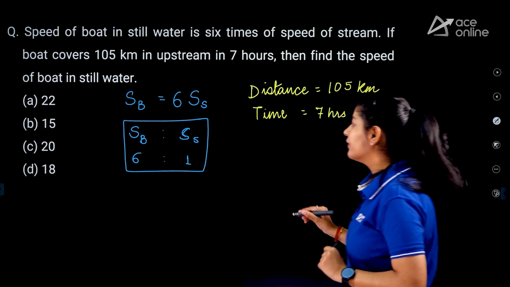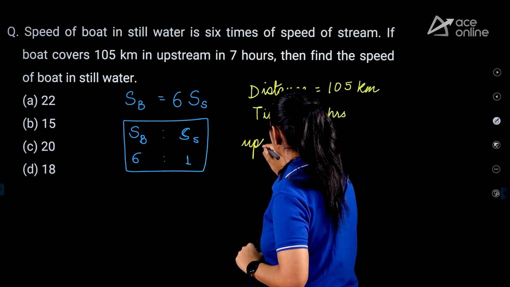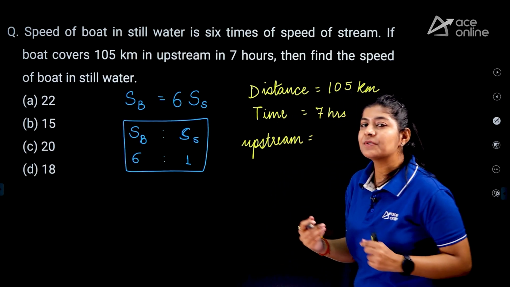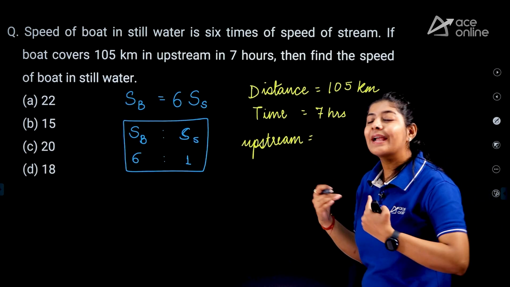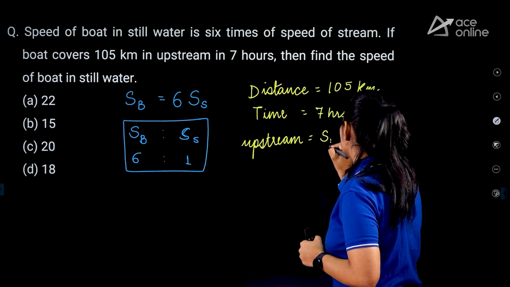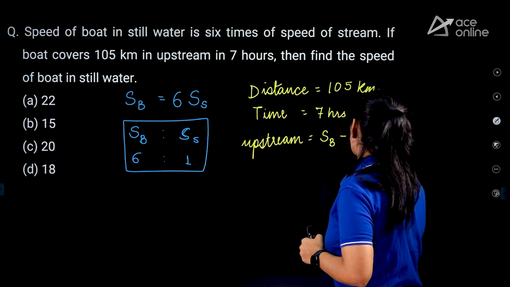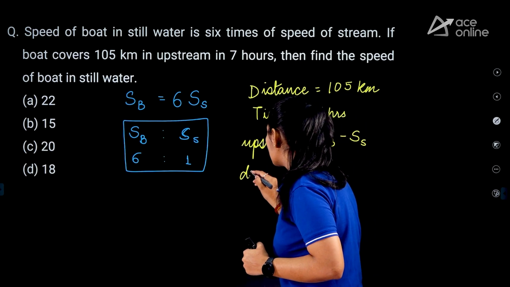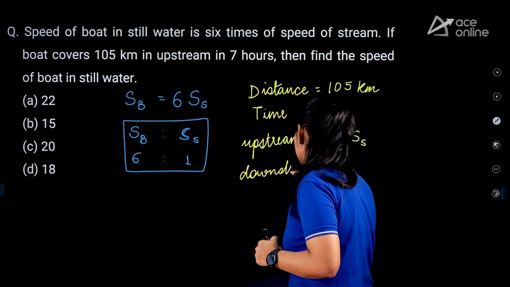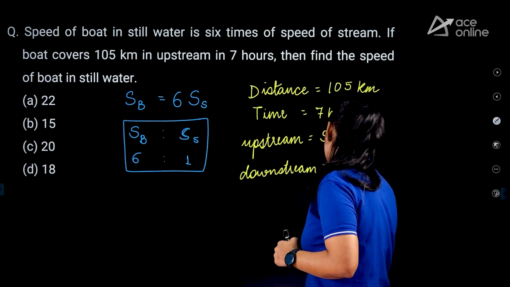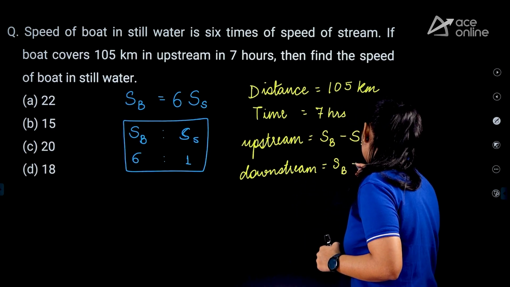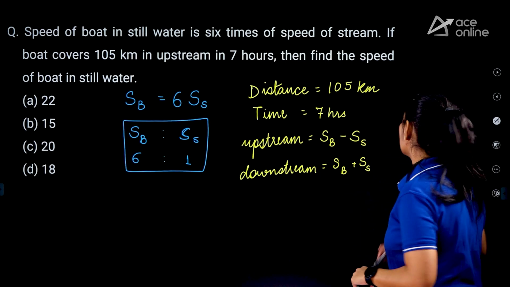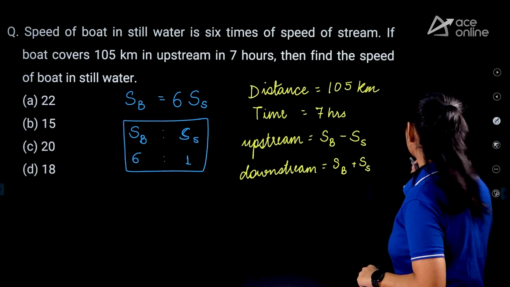Now we know that whenever we talk about the upstream, in upstream, we just simply subtract these speeds. Why? Because the boat is moving in the opposite direction of stream, right? But while we are talking about the downstream, we just simply add the speed of both boat and stream.